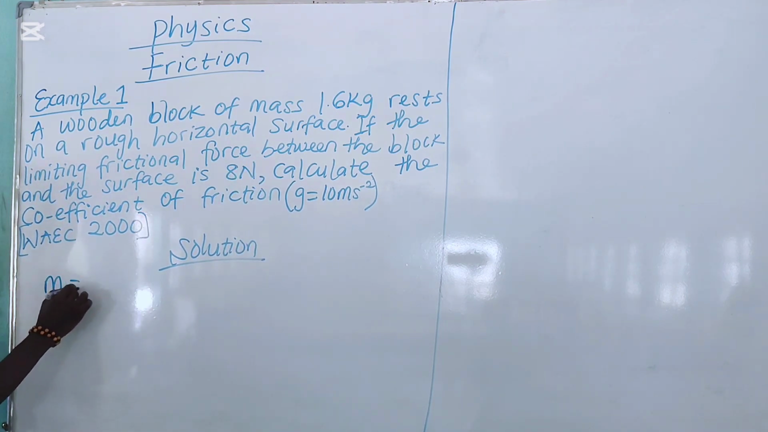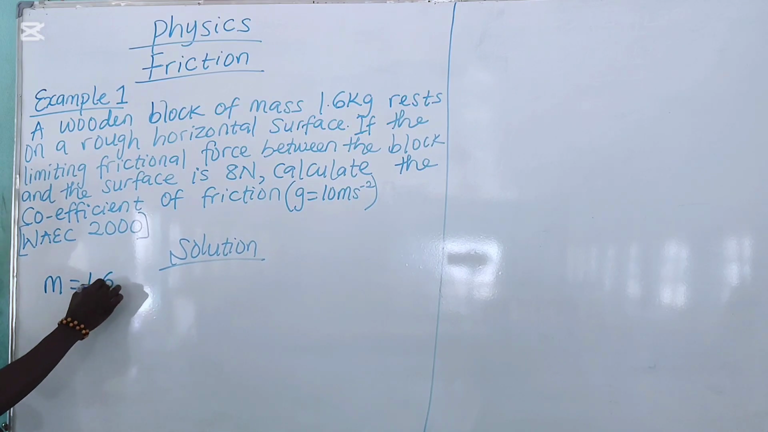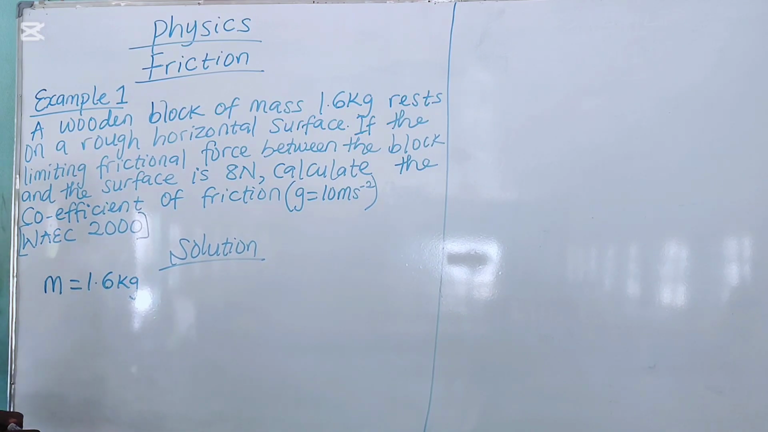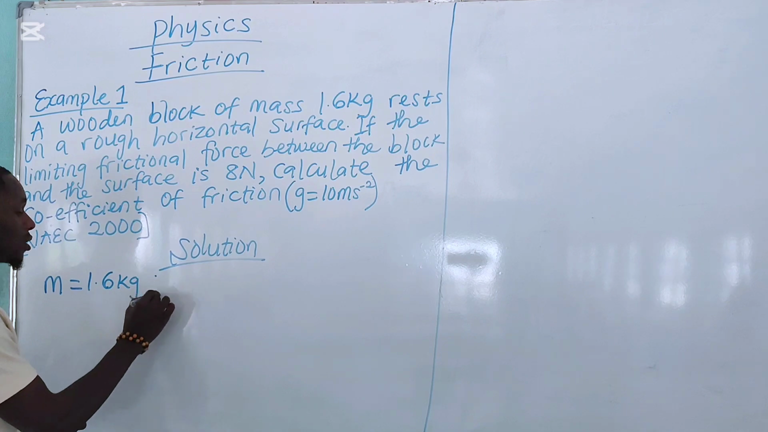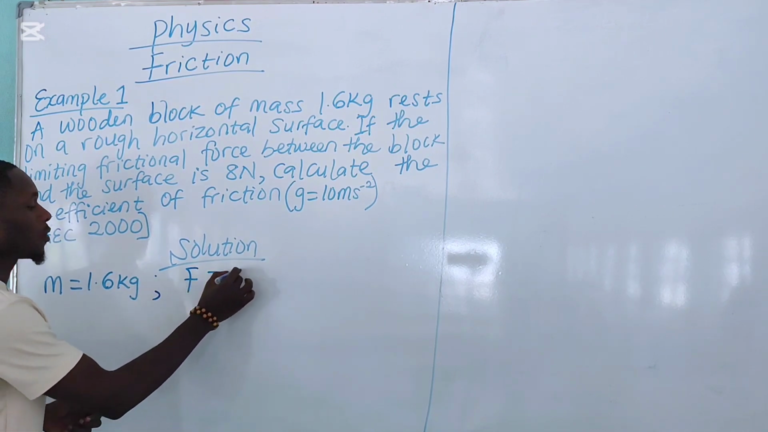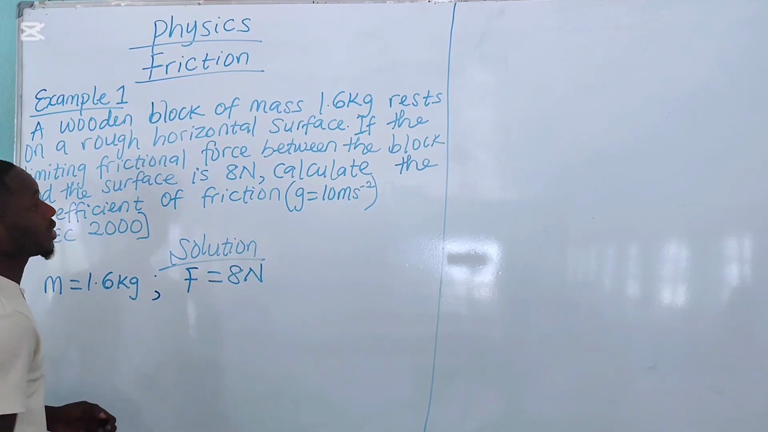So let's call it M, and it is 1.6 kg. And it rests on a rough horizontal surface. And we are told that the limiting frictional force between the surface is 8 Newton. So this 8 Newton, that is the frictional force. So let's call it F. Frictional force is 8 Newton.